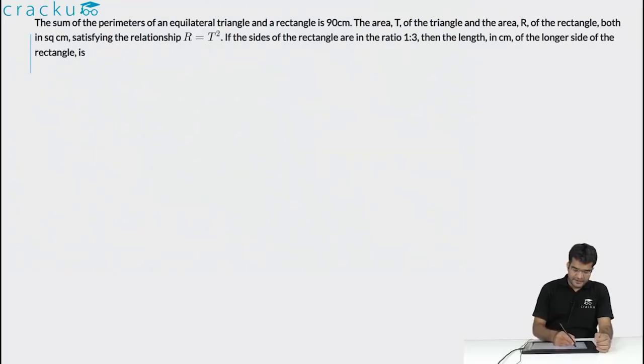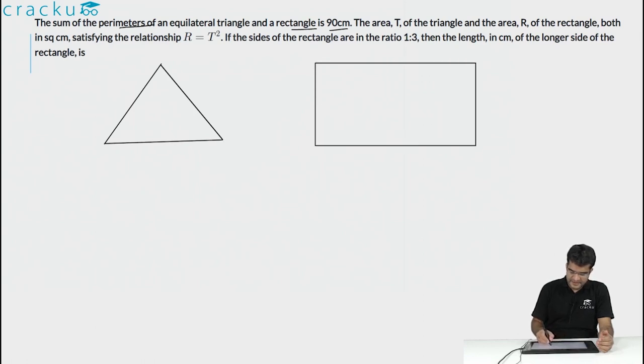In this question, we are told that the sum of the perimeters of an equilateral triangle and a rectangle is 90 centimeters. So we have an equilateral triangle, something like this, and we have a rectangle. Let us assume that it is like this. We are told that the sum of these two perimeters is 90 centimeters.